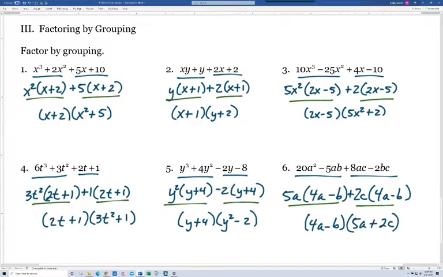And so that is how you factor by grouping, and that's going to be a very important thing to know how to do as we move into factoring trinomials. And that's it for this video.